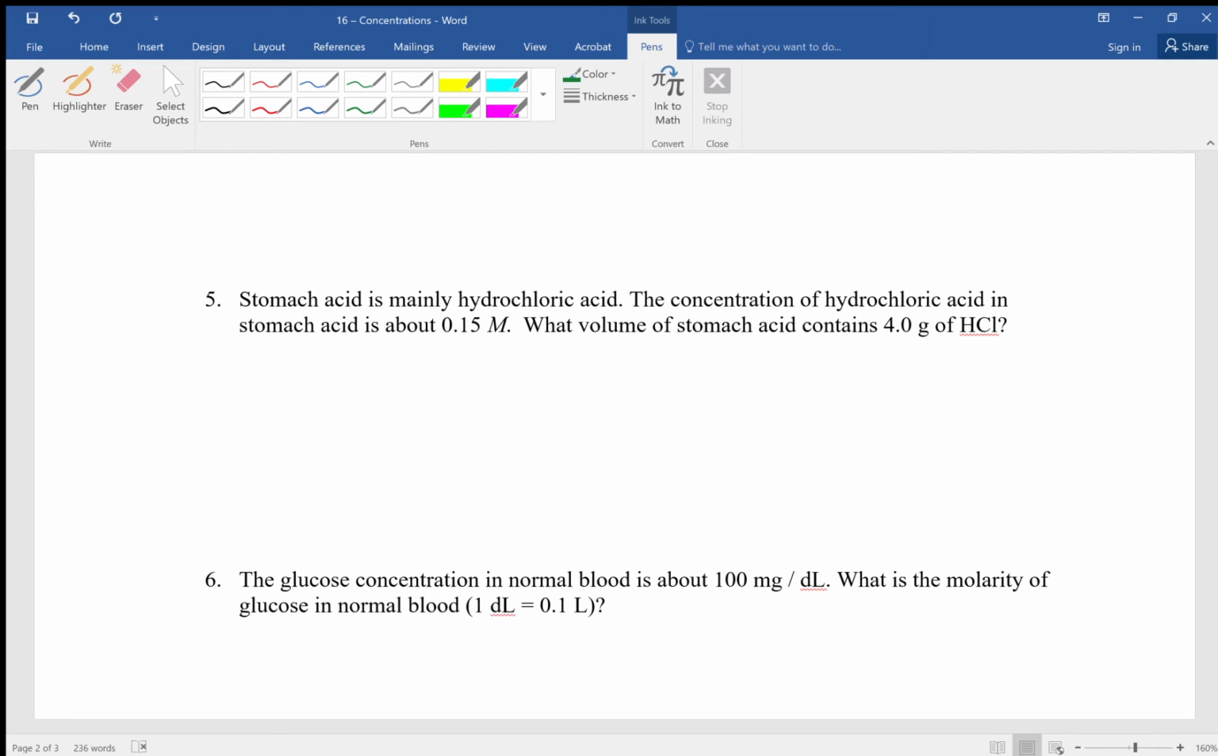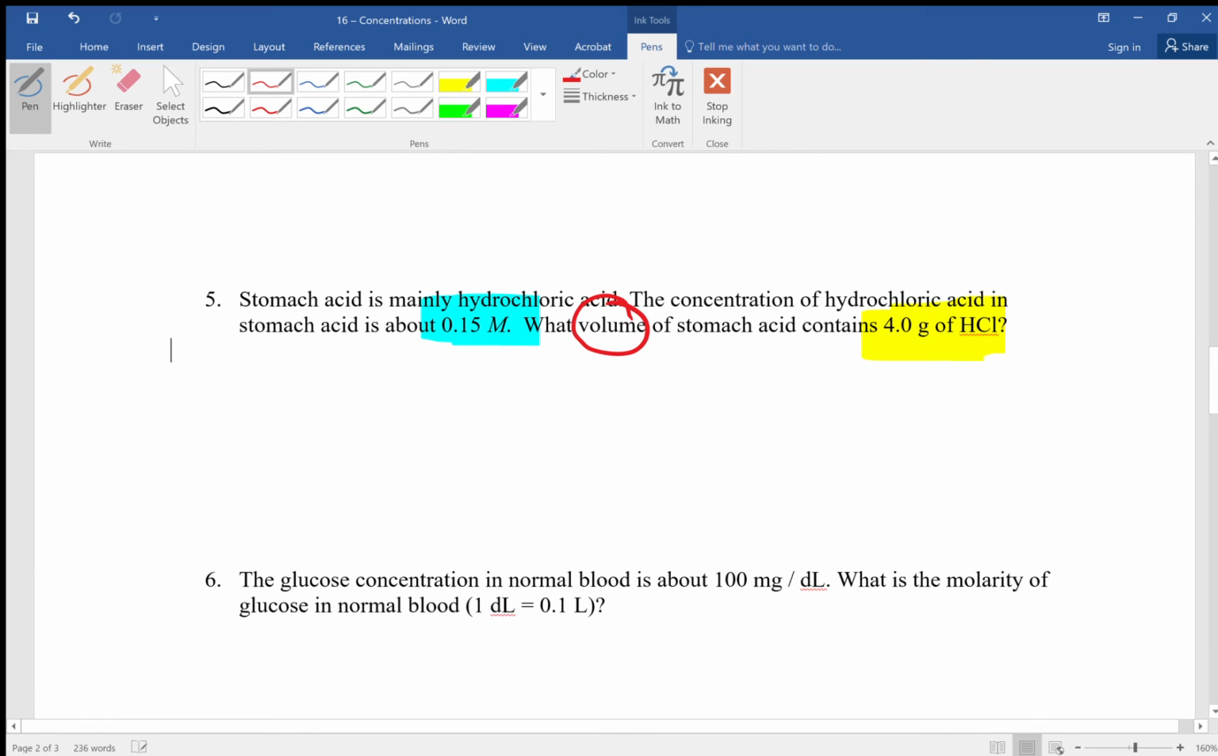So now we're dealing with the third thing that we could try and calculate from a molarity question. Now we know the amount of the solute, we know the concentration. What we want to find is the volume. So we can say that 0.15 molar, that's our concentration, is equal to some number of liters and some number of moles.